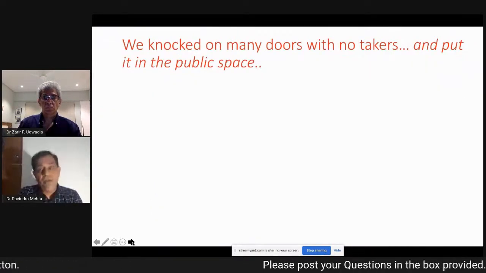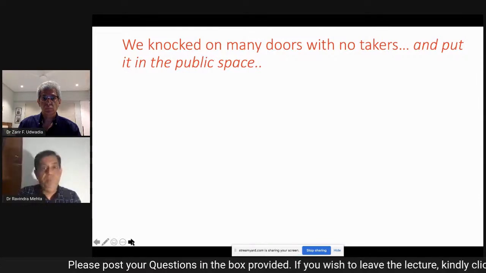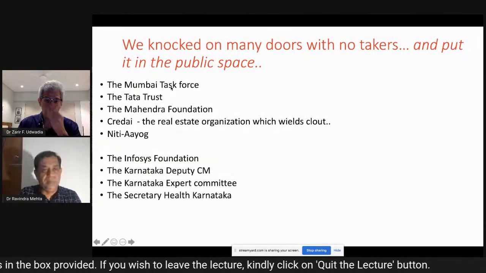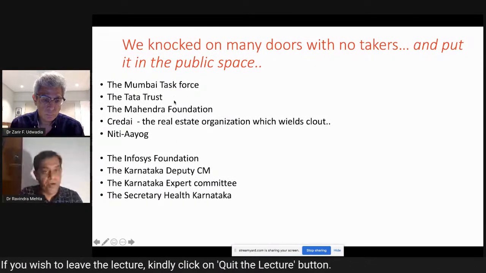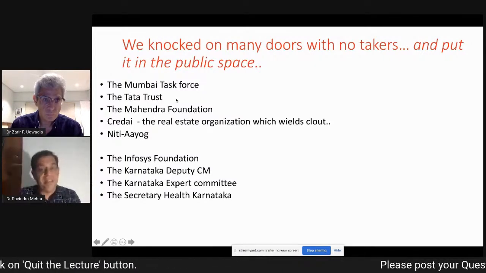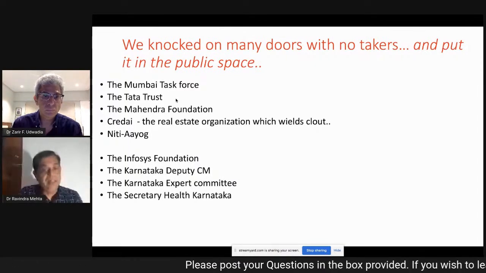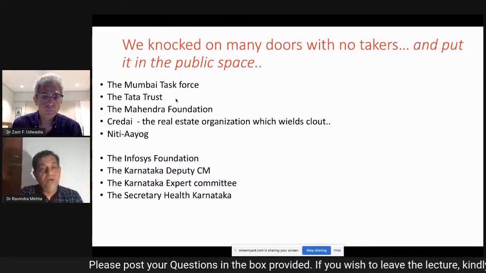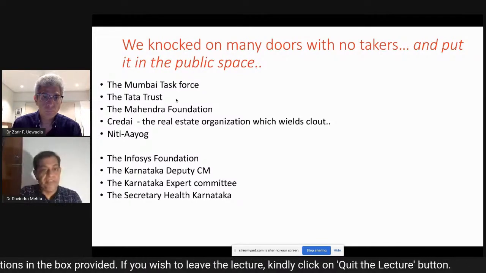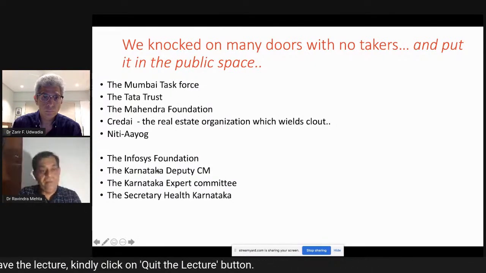We knocked on many doors with these ideas, all of us, and Zarir has been very helpful in that. And we put it in the public space also. The multiple doors we knocked on were endless. The Mumbai task force, where Zarir got us a foothold, who gave us a patient hearing. The Tata Trust, because we believed Ratan Tata's WhatsApp saying that I will give my life for this country would be there. The Mahindra Foundation, Predai, the real estate big honchos who control thousands of crores in this country, Niti Aayog. And in our own state, when it hit us, we knocked on the Infosys Foundation.